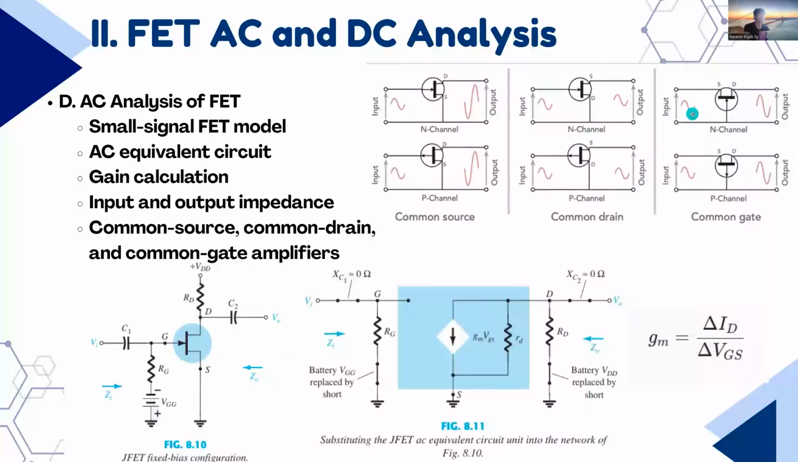Then lastly, the common gate. In the common gate, the input is applied to the source and the output is taken from the drain. With the gate connected directly to AC ground, it offers voltage gain without phase inversion, but has low input impedance, making it highly suitable for high frequency RF applications where matching low impedance coaxial cables is required.